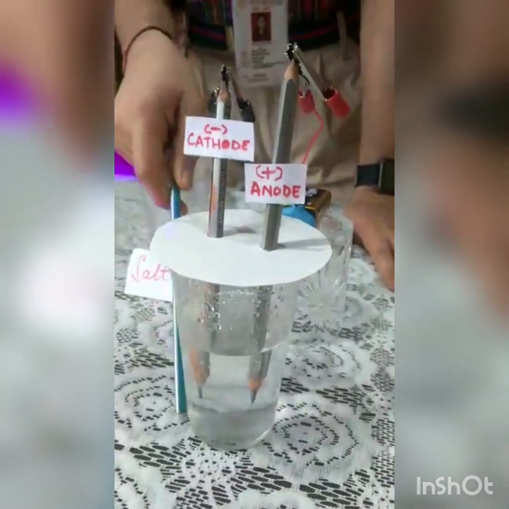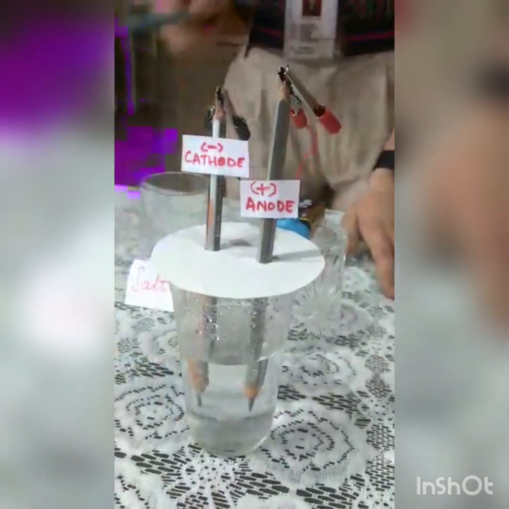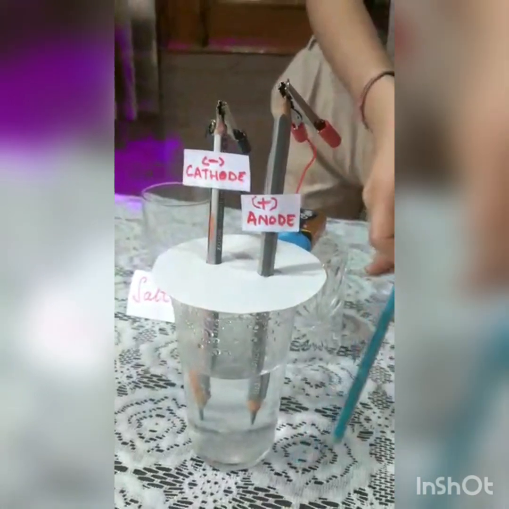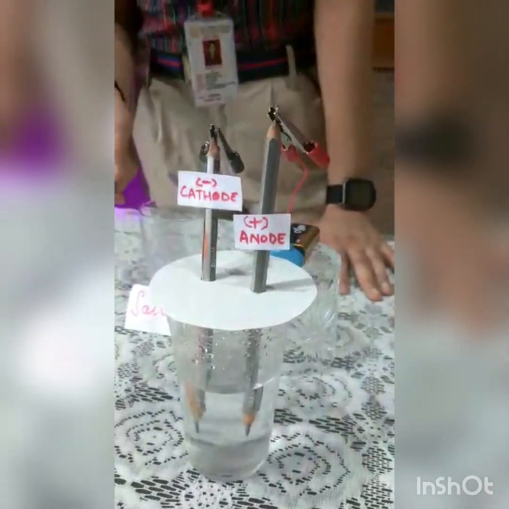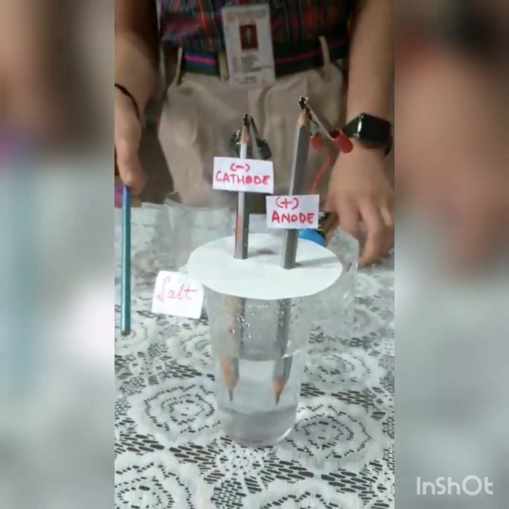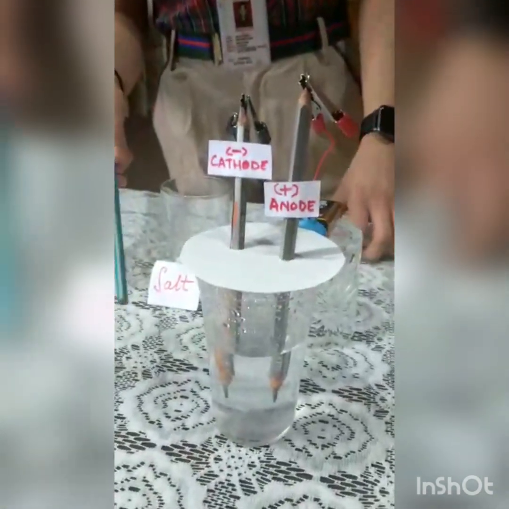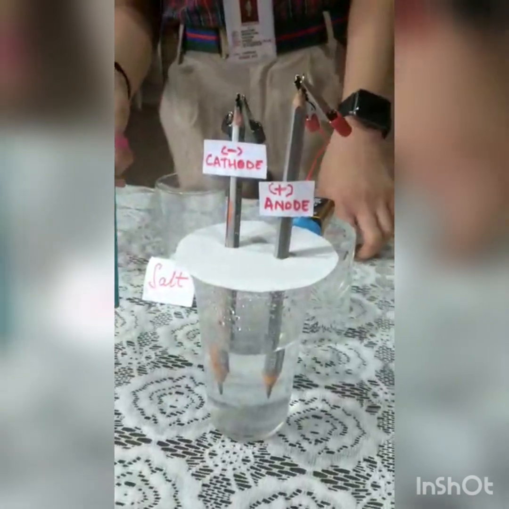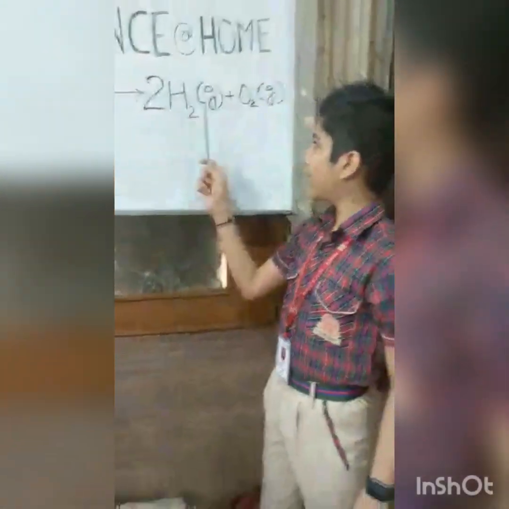The gas released at cathode is H2 and at anode is O2, and they are released in the ratio of 2 is to 1 as in the water, that is H2O. The hydrogen is double the amount of oxygen, that is 2 atoms of hydrogen and 1 atom of oxygen.